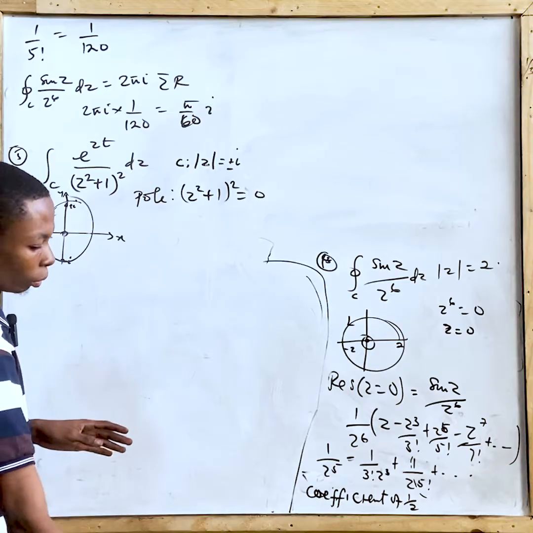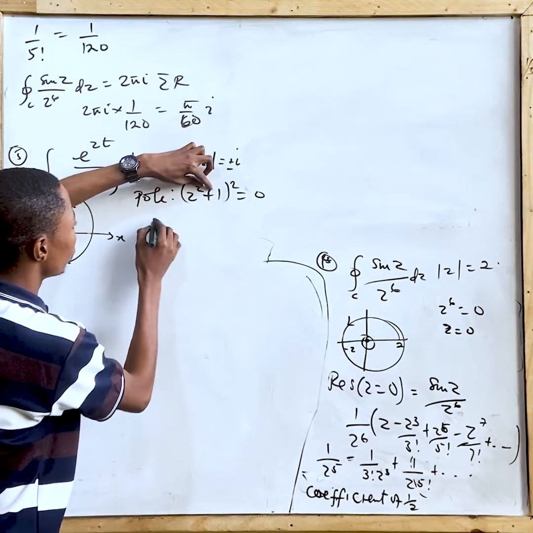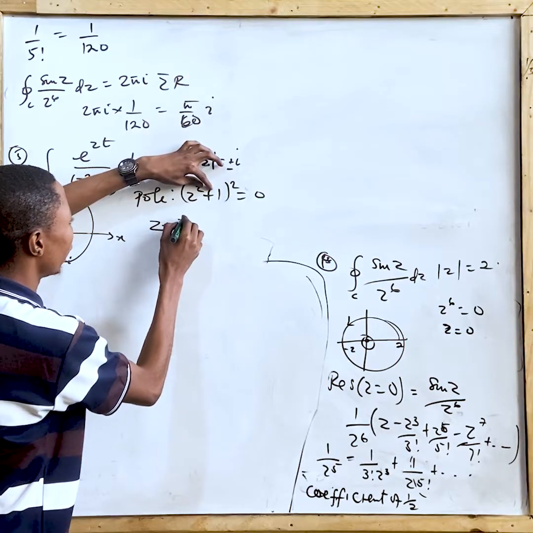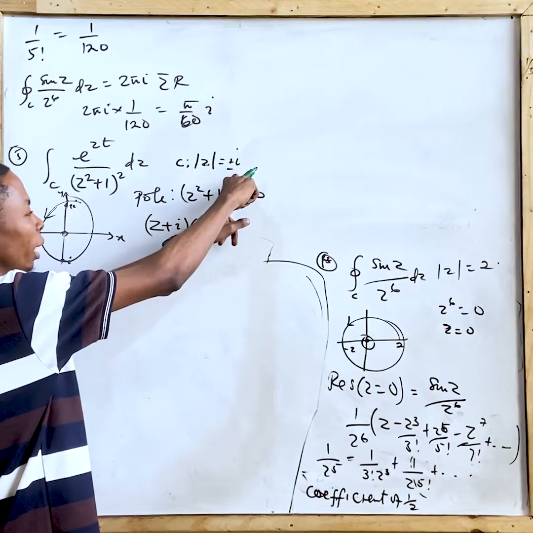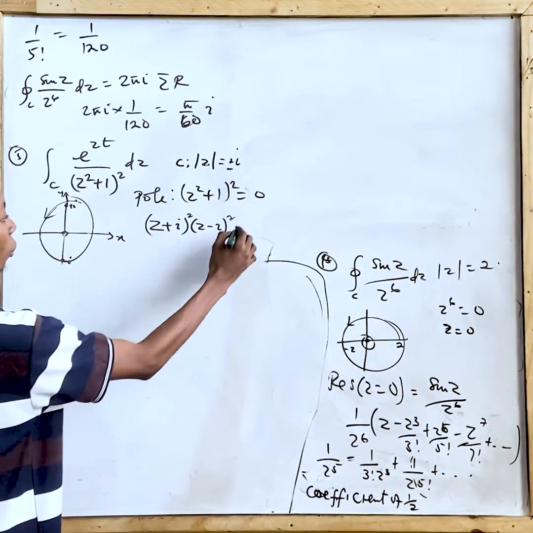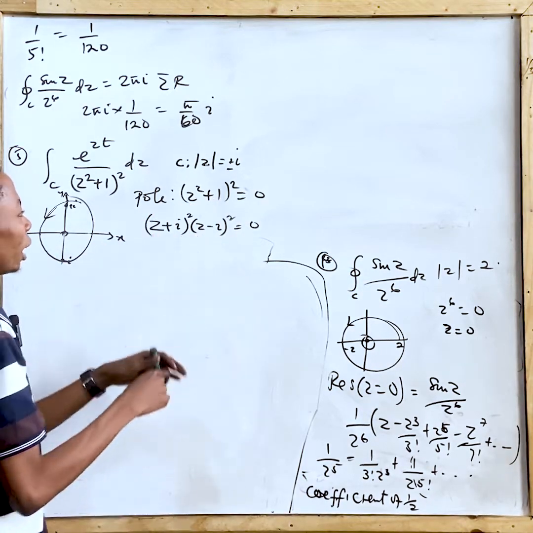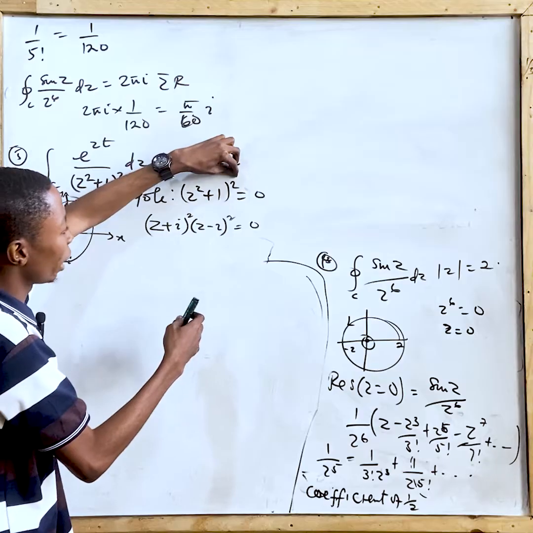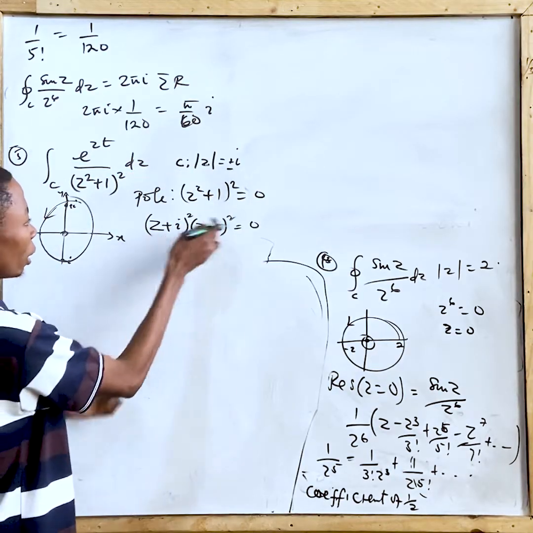Now let's carefully factorize this z squared plus 1. z squared plus 1 on its own is (z plus i)(z minus i), right? And all squared, it means that these two factors will also be squared, so it equals 0. So I now equate these two to 0.